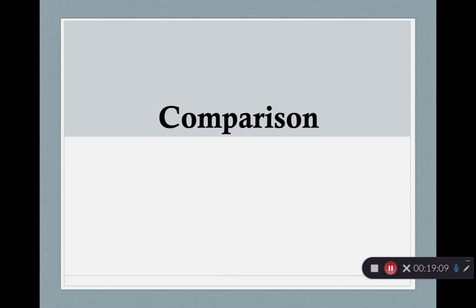Now, I'm going to give you a couple of examples. Again, in history, we kind of have three major types of essays we write. We have comparison papers, we have cause and effect papers, and we have continuity and change papers.